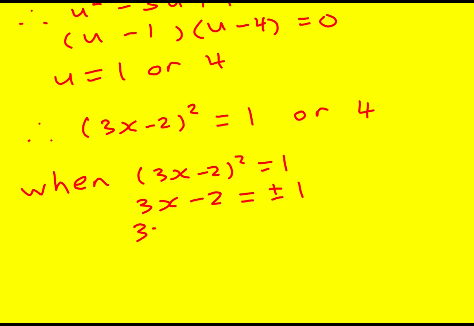So 3x, when we have minus 1, it's going to be minus 1 plus 2. We're going to get 1. And when it's plus 1, we're going to get 3. So x is equal to a third or 1.